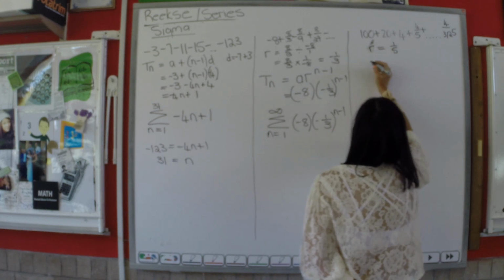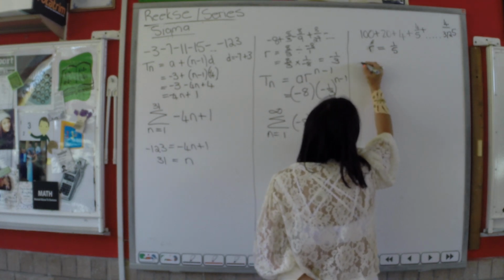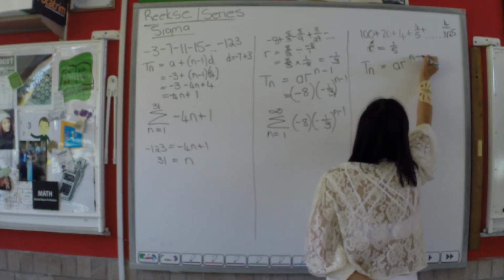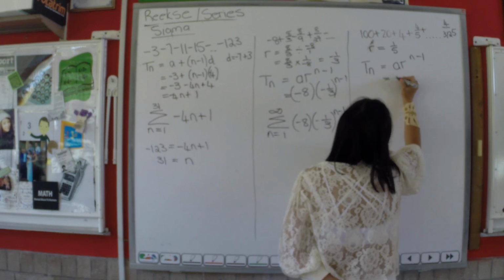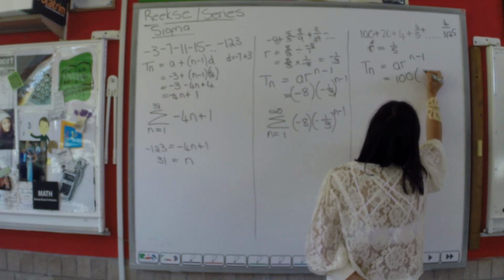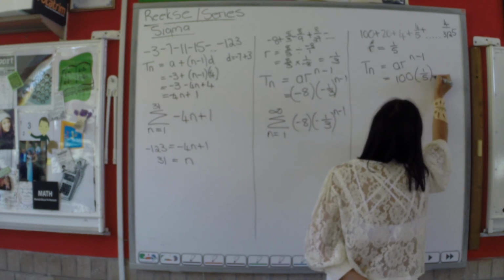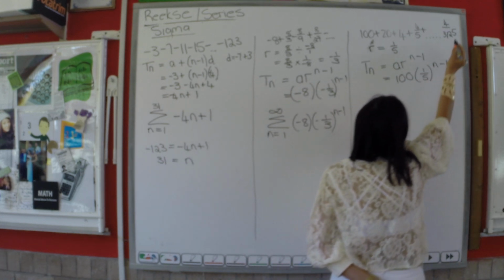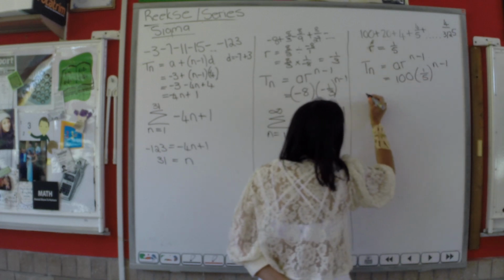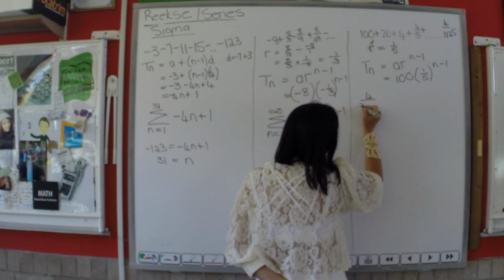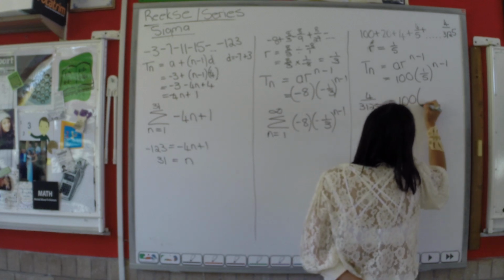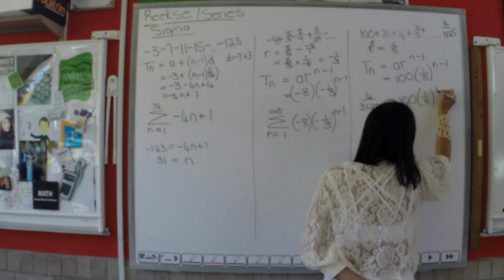We're going to get our body first, Tn of a times r to the power n minus 1. So we're going to substitute the first term, then we're going to substitute r to the power of n minus 1. So that's our body. Now we've got to determine the position of the last term. So let's substitute the last term into this to see up to where we must count.